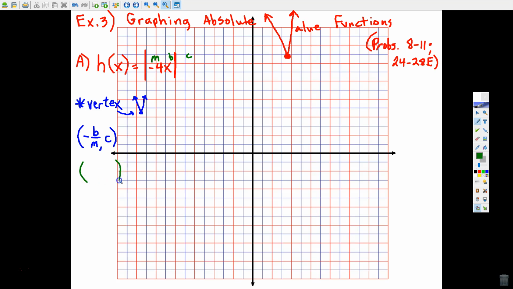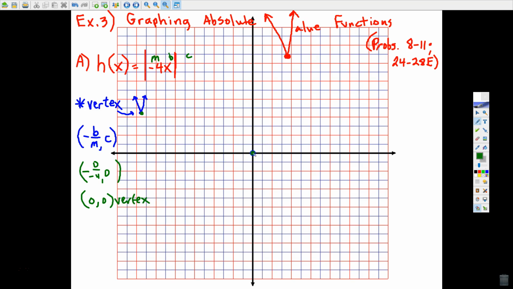So to get our vertex, pretty easy. We do the opposite of B, which is 0, over M, which is -4. Well, that's 0. And then C, also 0. So it looks like the vertex, this very bottom tip of the V, is the point 0, 0.